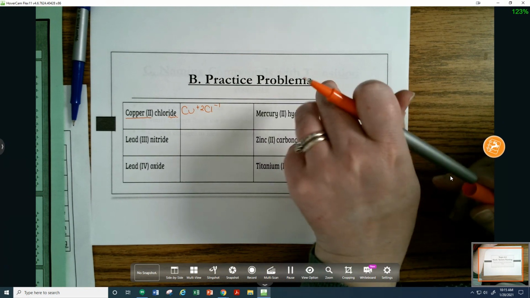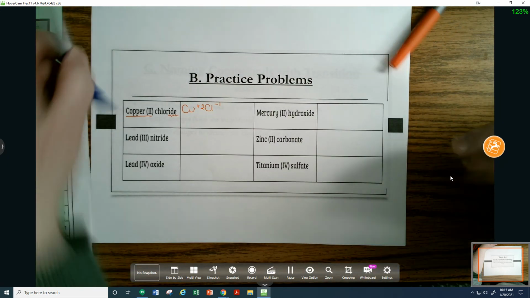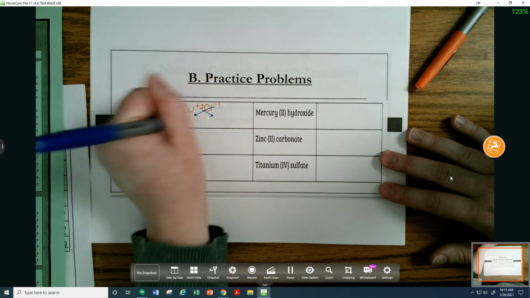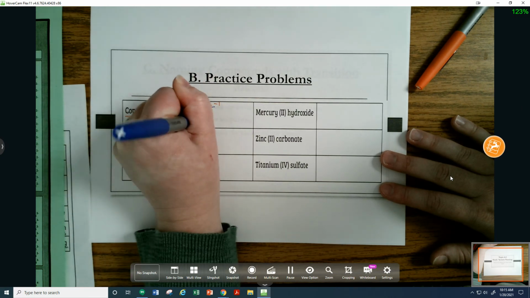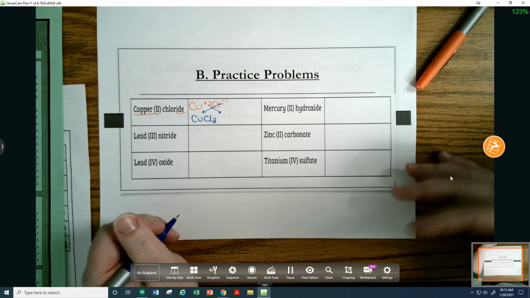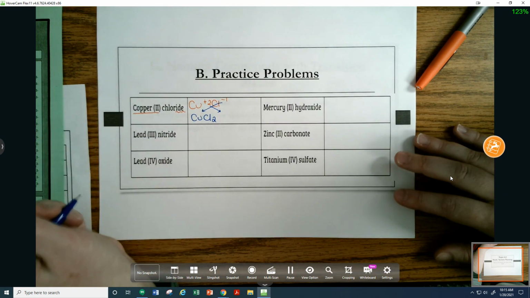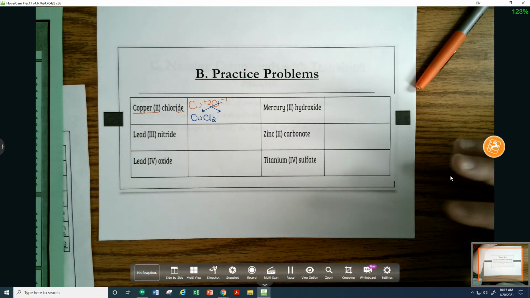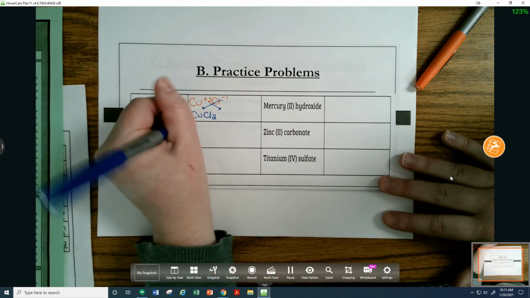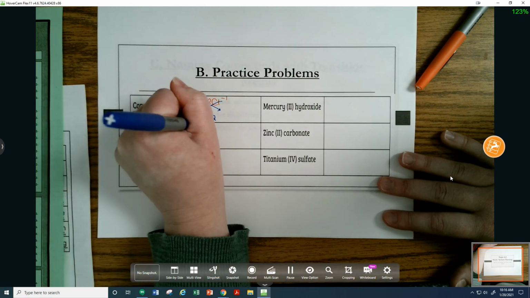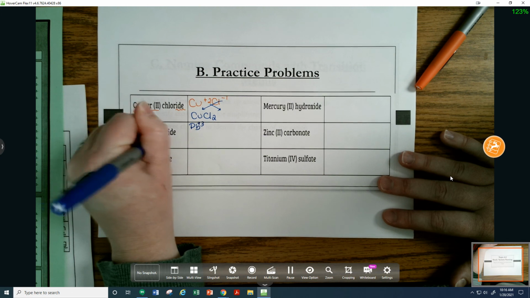Now at this point, everything is no different than what we've done. You cross down, and this becomes CuCl2. So like I said, this is in a way almost easier because the charge is given directly to you. So here we have lead 3. You may have to look up the symbol for lead, but lead is Pb, and that is plus 3 because of that Roman numeral there.